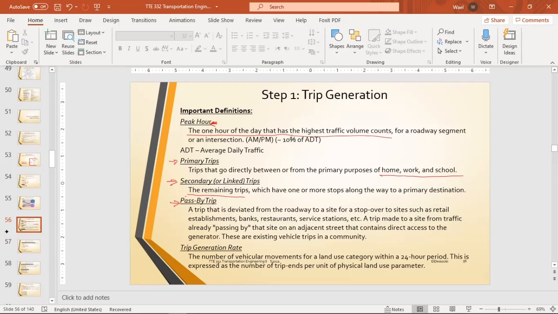There is another issue we need to understand, which is the trip generation rates. What are the trip generation rates? Basically, the number of vehicular movements for a land use category within a 24-hour period. This is expressed as the number of trip ends per unit of physical land use parameter. This is very important because that's the commonly used method in estimating trips.